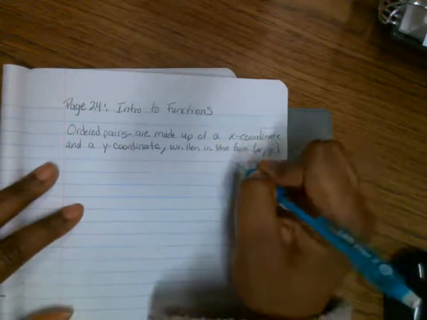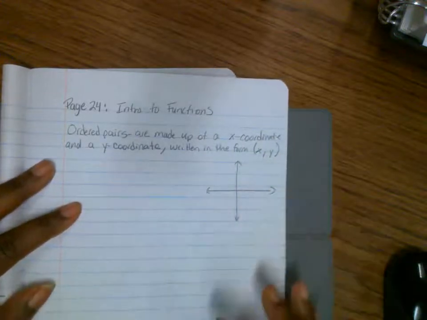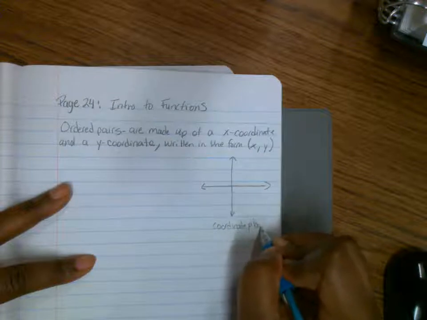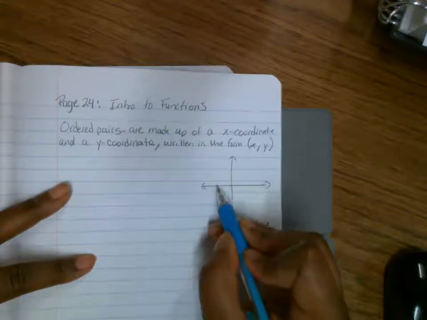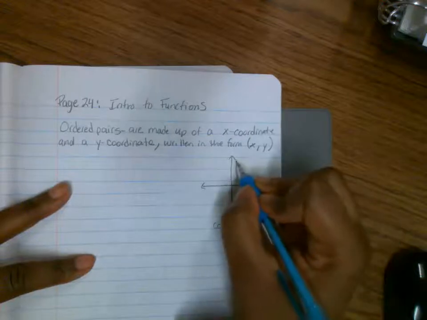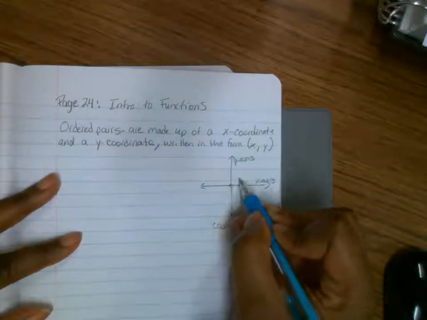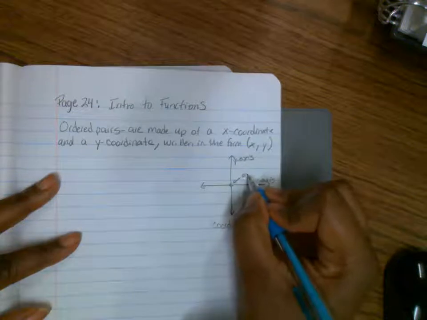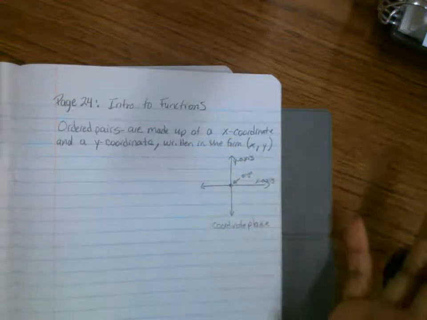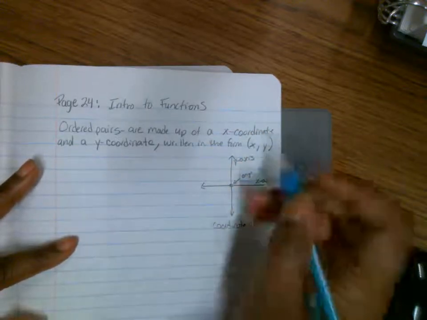You graph ordered pairs on what you call a coordinate plane, which we talked about in the first unit. A coordinate plane or coordinate system is made up of an x-axis, which is a horizontal number line, and a y-axis, which is a vertical number line. Where they meet or cross each other is called the origin. The x and y axes, plural for axis, divide the coordinate plane into 4 parts.